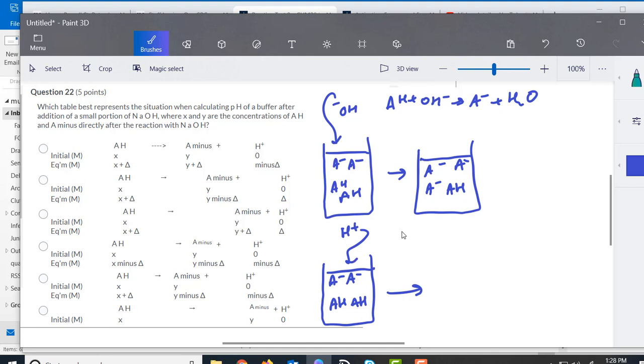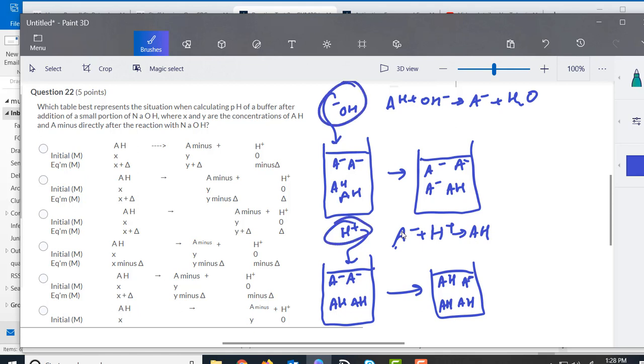We'll add H plus, and the reaction that we're going to use there is a little different. It'll be A minus plus H plus gives AH. So the H plus is going to react with the A minus in the solution, and we'll end up with AH and A minus. The point of all of this is that after the OH minus or the H plus has reacted, all that's left in the solution is just A minus and AH.